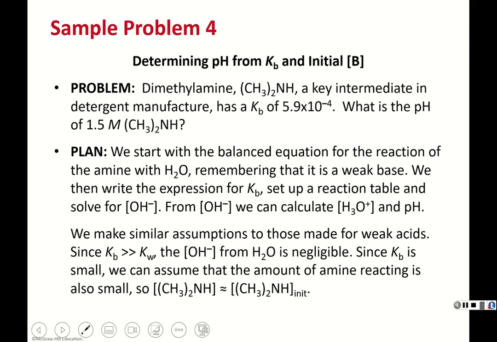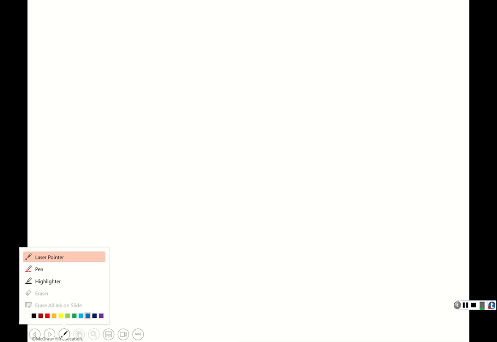Okay, so our plan is this. Because this is a base, we're going to have to solve an equilibrium problem and get a concentration of OH-, and then we'll use our relationship between OH- and H+ to convert and calculate an actual pH. So first step, as always, write down our chemical reaction. Dimethylamine, (CH3)2NH, plus H2O.